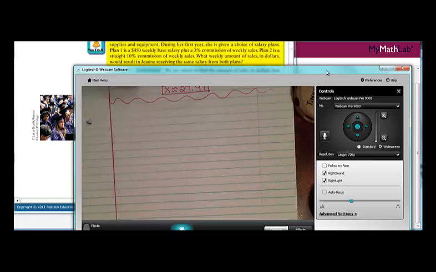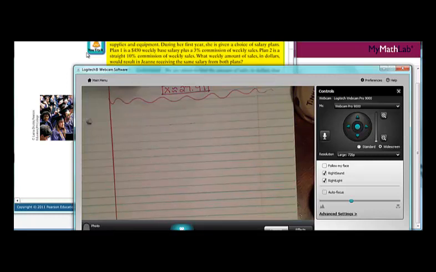Okay, so example 9 says salary plans. Jeannie has accepted a position selling medical supplies and equipment. During her first year, she's given a choice of salary plans. Wouldn't that be nice? We are given plan 1, which is $450 weekly, plus 3% commission on weekly sales.